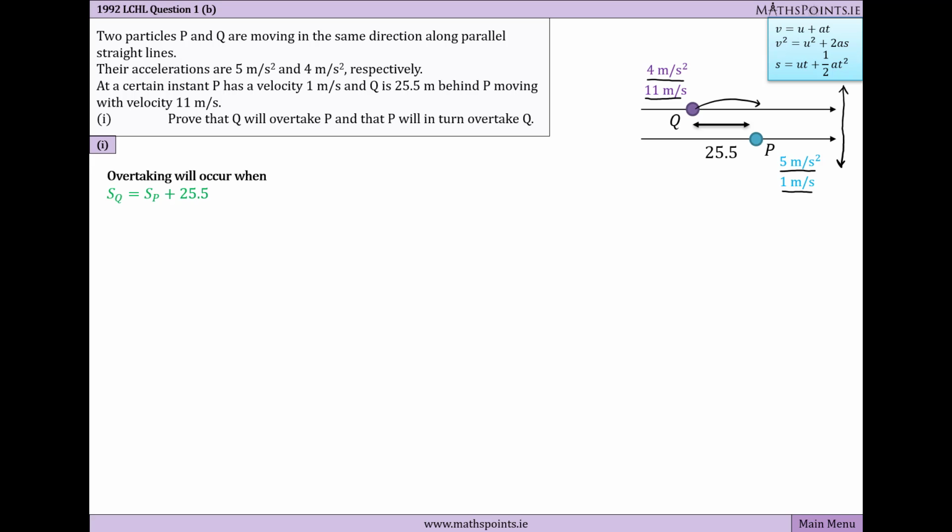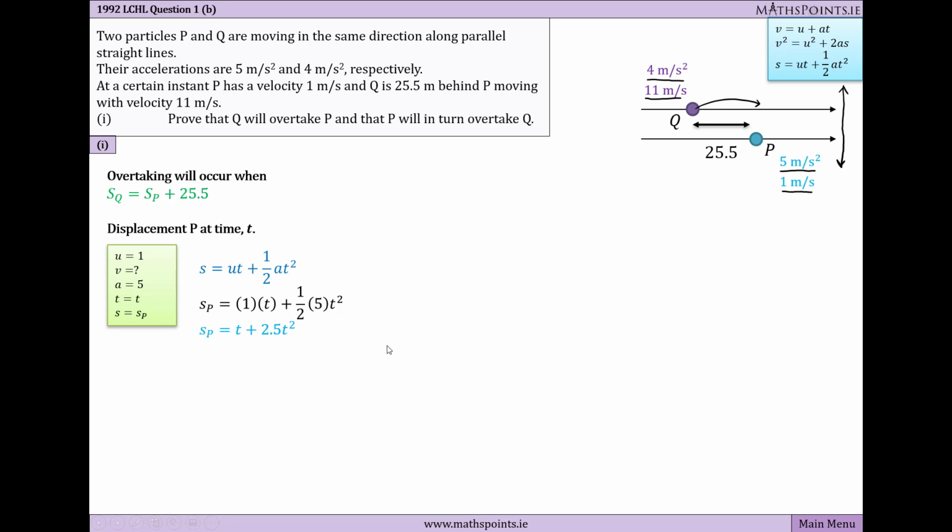So let's first create a formula for the displacement of P at time T. We know that its initial speed U is 1, its acceleration is 5, the time is T, and the labeling we'll use for this distance is S of P. Subbing these into S equals UT plus a half AT squared, we have that S is equal to 1 times T plus a half times 5 times T squared. Tidying this up, we have S of P, the displacement of P, is T plus 2.5T squared. If we sub various times into this formula, we'll find the displacement, or essentially how far P has traveled in that time. We're going to do the same thing for particle Q.